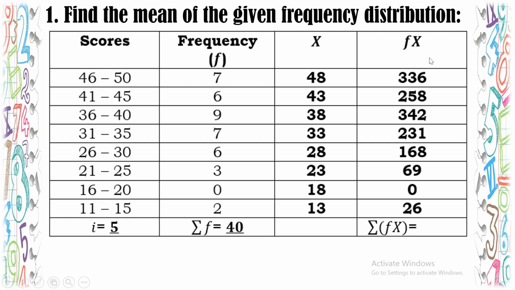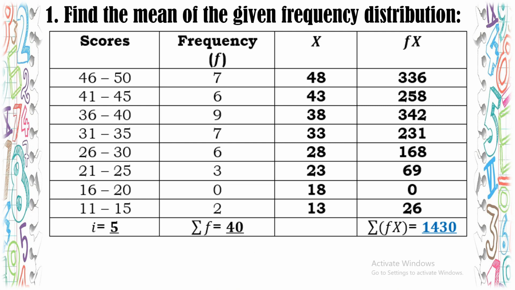336. Now, since we have completed the fx column, we can now find the summation of fx. So we simply have to add the values under the fx column. So that's 336 plus 258 plus 342 plus 231 plus 168 plus 69 plus 0 plus 26. And the total is 1,430.